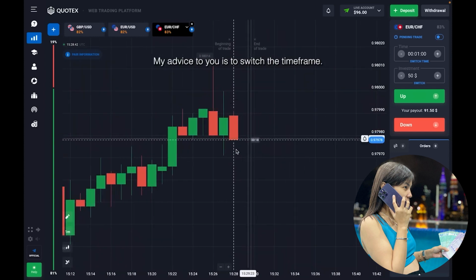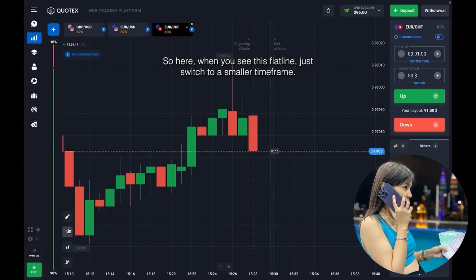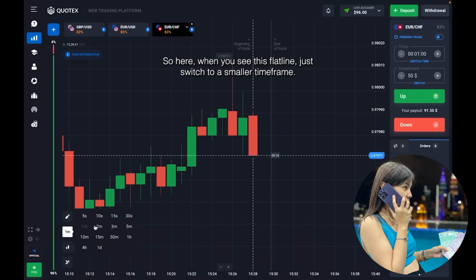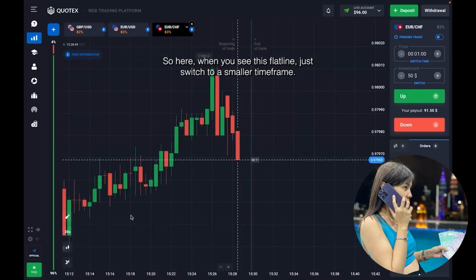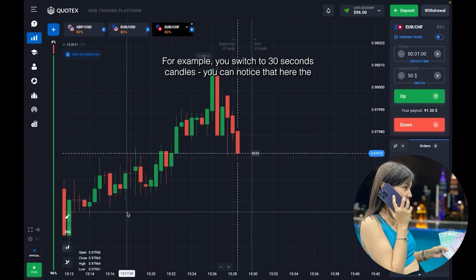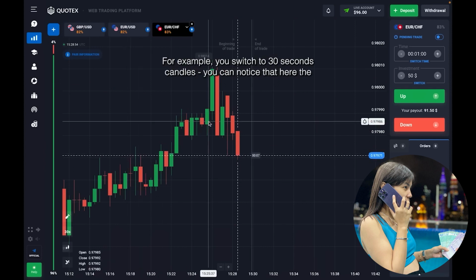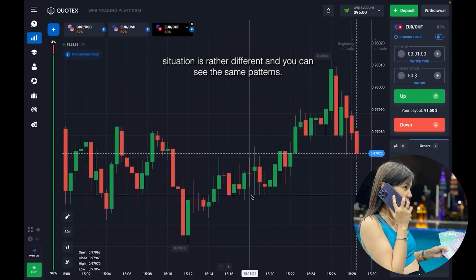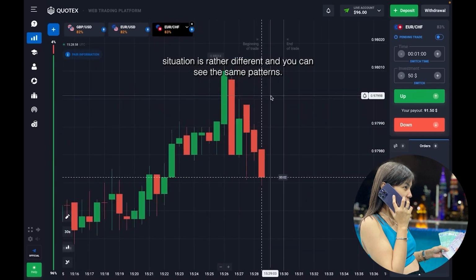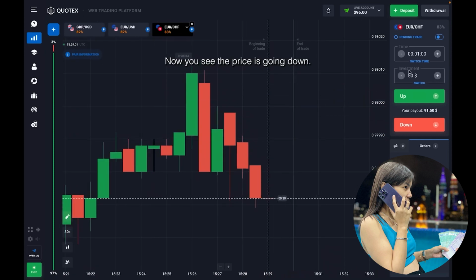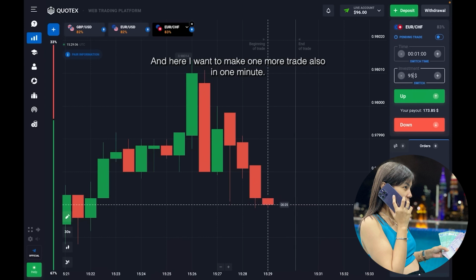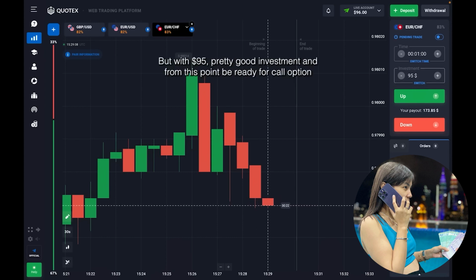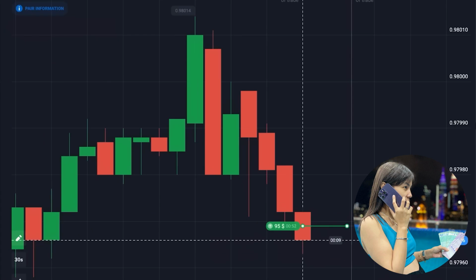My advice to you is to switch the time frame. When you see this flat line, just switch to a smaller time frame. For example, you switch to 30 seconds candles. You can notice that here the situation is rather different, and you can see the same patterns. Now you see the price is going down, and here I want to make one more trade, also for 1 minute, but with $85, a very good investment I think, and from this point be ready for call option right now.